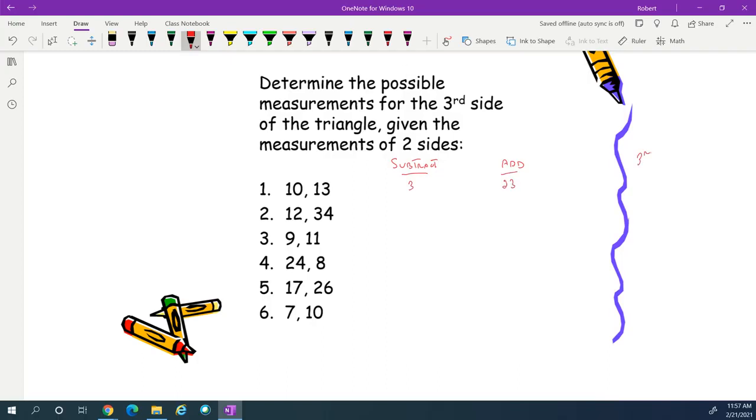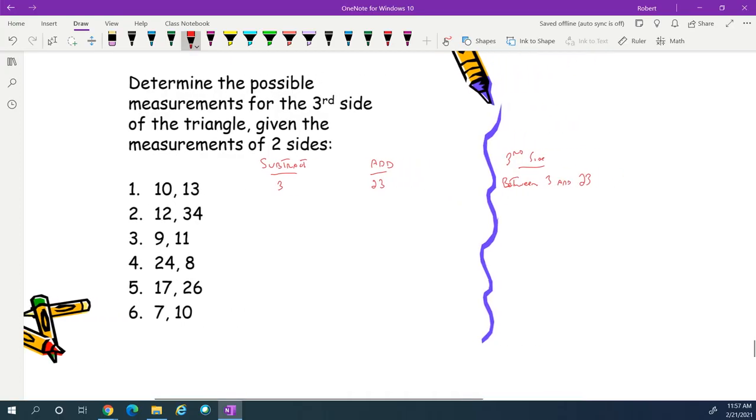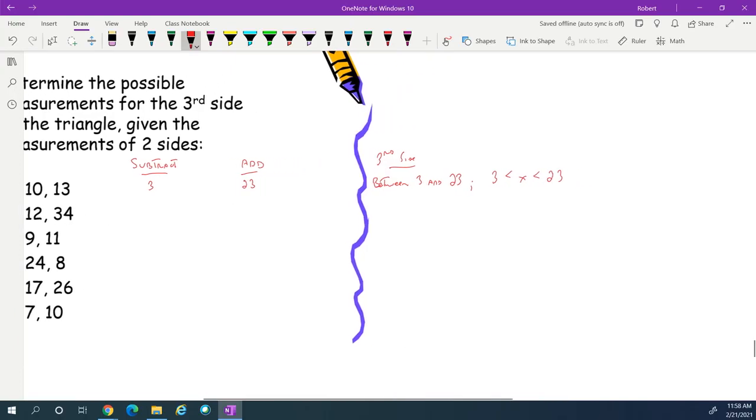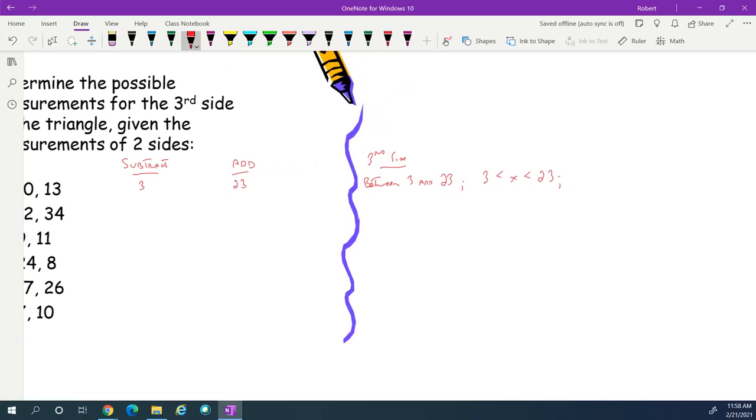So our third side is between 3 and 23. We could literally write it between them, and then fill in your less than symbols. So 3 is less than the measurement of our side, and our side is less than 23. We can say this a few different ways.